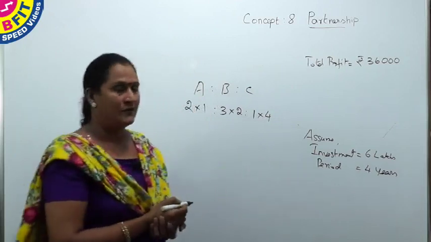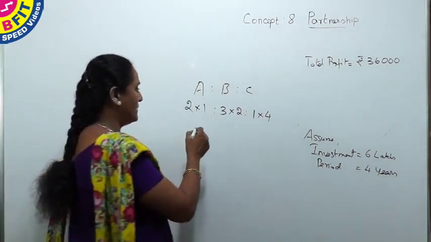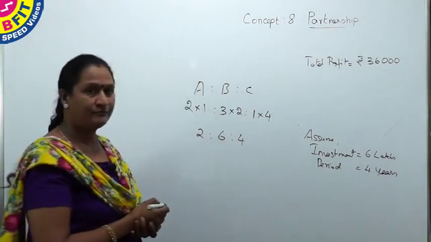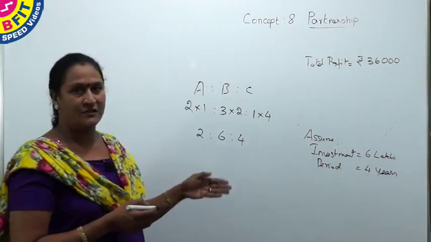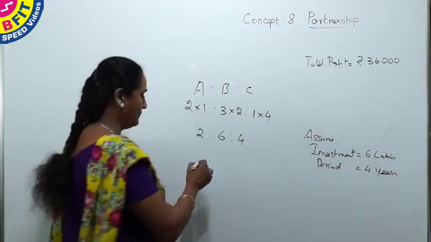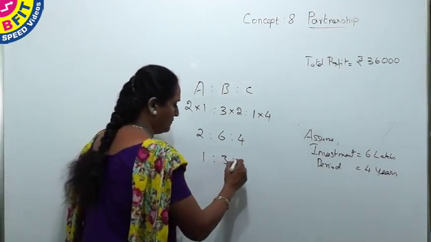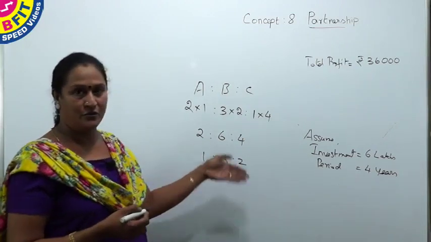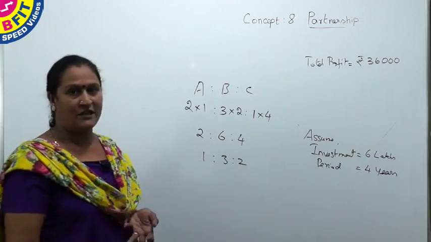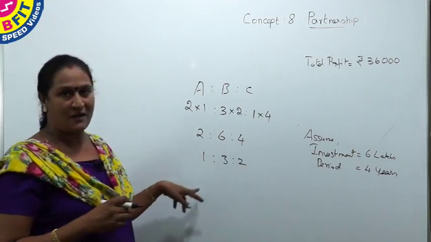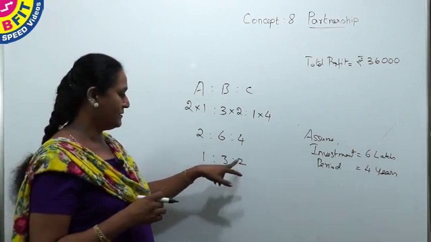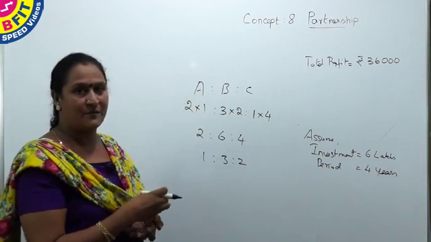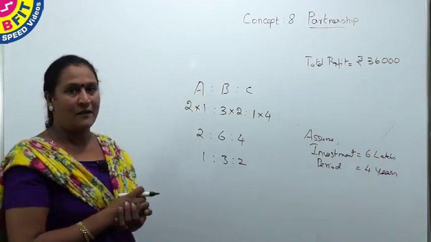So it is 4. So now we get the ratio of investment as 2:6:4. Now simplifying, we get the ratio of investments as 1:3:2. So in this ratio, they share the profits. So here how many parts we have? 1 plus 3 plus 2, it is 6 parts. So now we'll divide the total profit into 6 parts and A will receive 1 part of the profit.